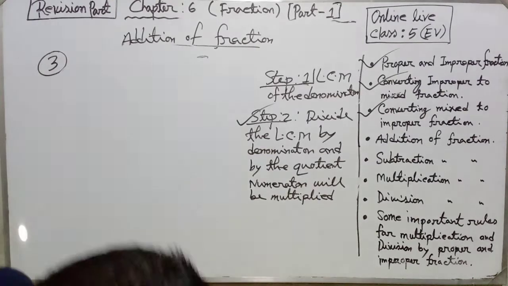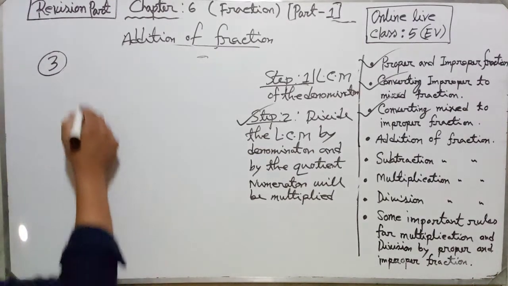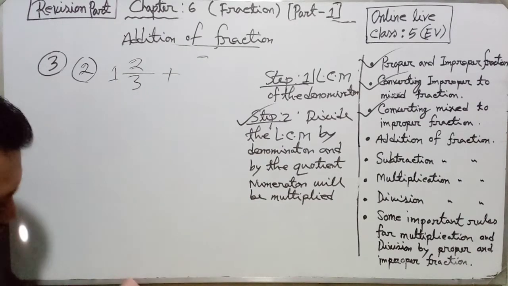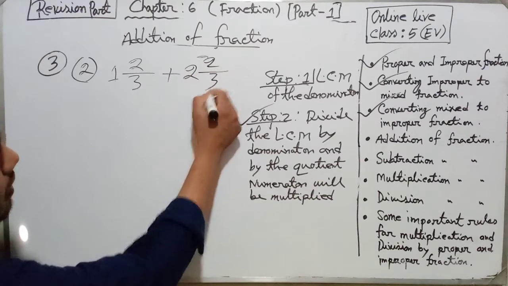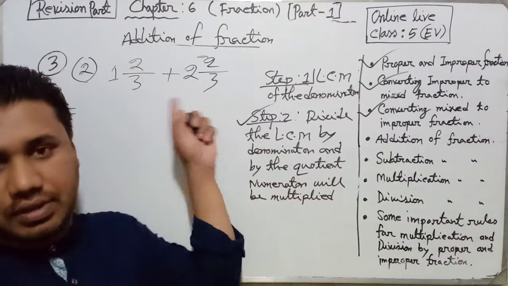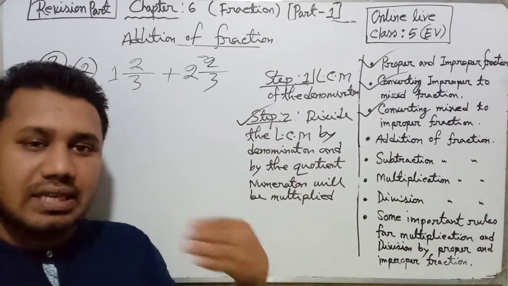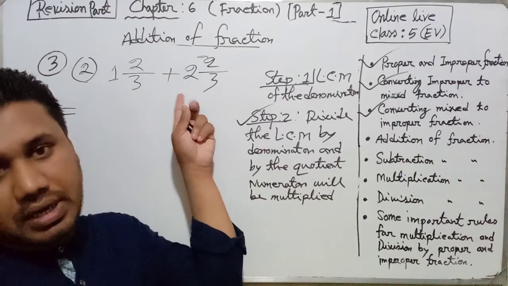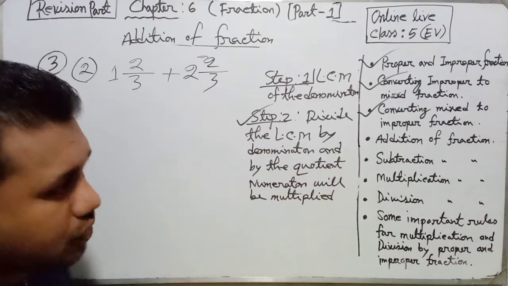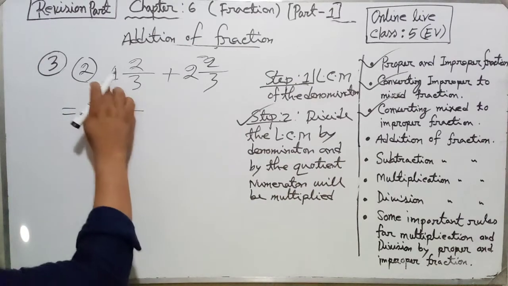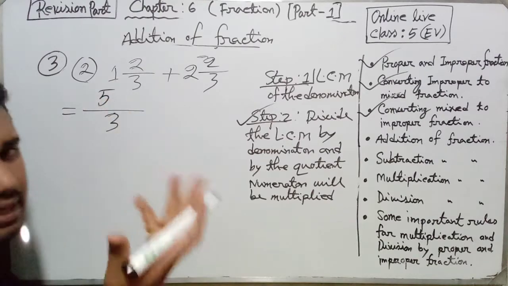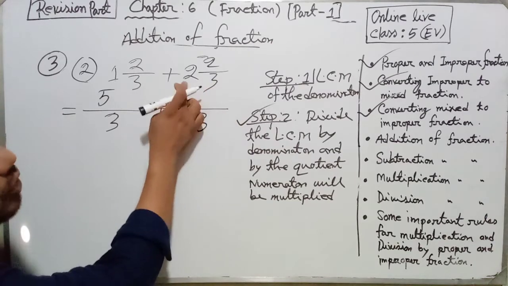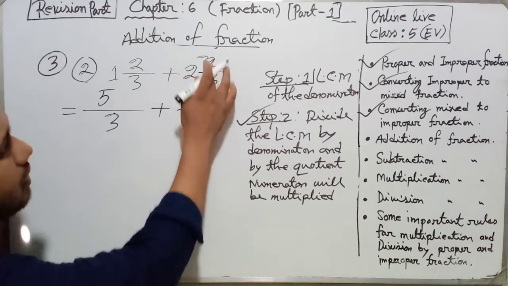suppose our problem number 2. Problem number 2 is 1 whole 2 by 3 plus 2 whole 2 by 3. Dear students, look, they are mixed fractions. But to complete addition, subtraction, multiplication, division, for any operation, at first you have to convert this mixed fraction to an improper fraction. So at first we can write 3 times 1 is 3 plus 2, 5. Now write this 3, 3 times 2 is 6, plus 2, this will be 8.